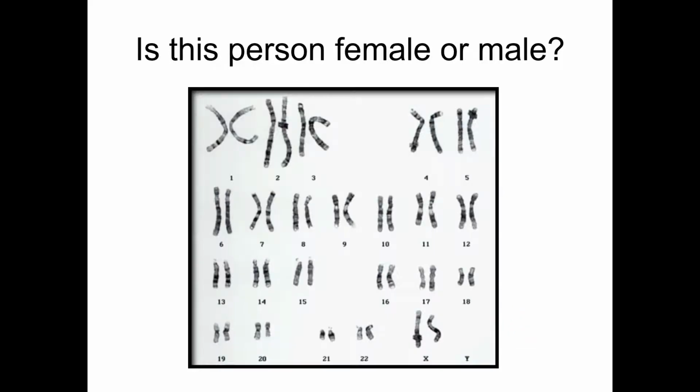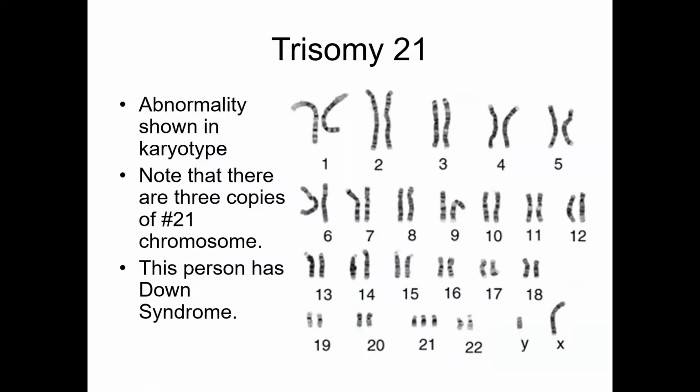Now, if you look at this picture here, the question is: is this person female or male? As we look, you may notice down here, there's 2 X's and no Y's. That's how you know for a fact that this one here, based on the chromosomes, is female. So there are ways we can use karyotypes for identifying various genetic disorders.